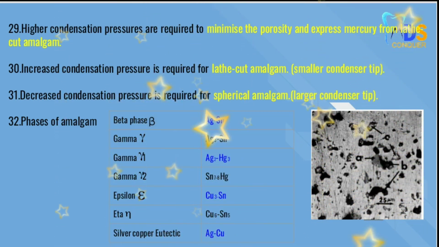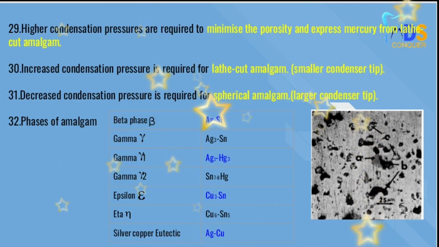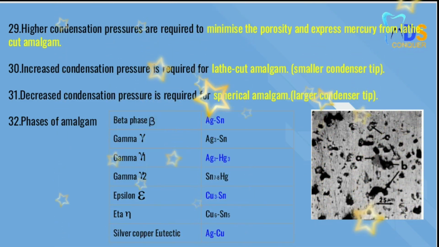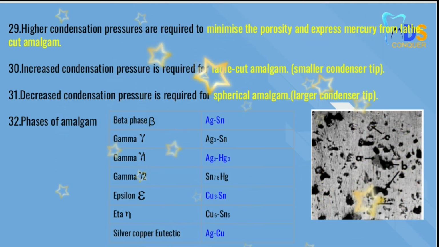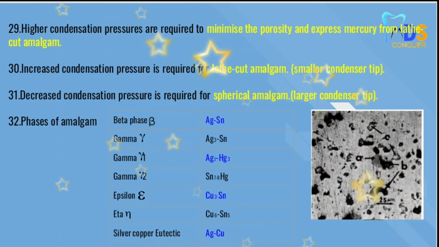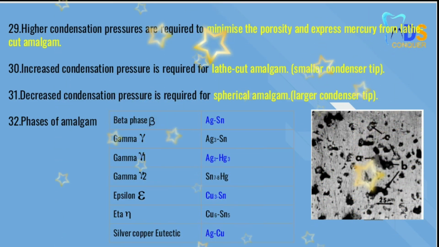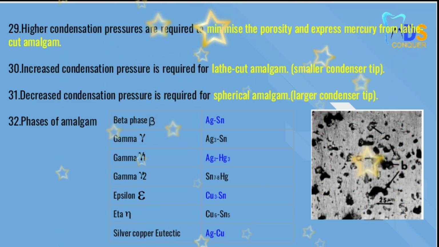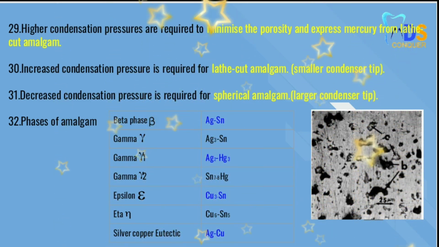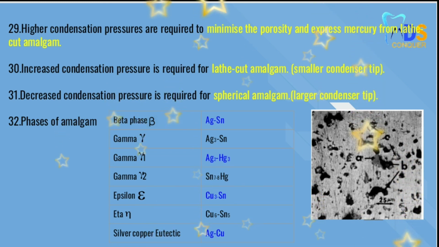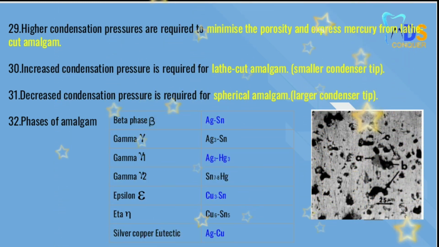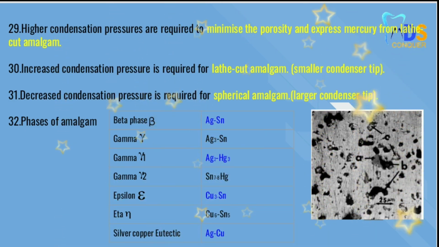Point number 32, phases of amalgam are beta phase, Ag-Sn, gamma phase, Ag3Sn, gamma 1 phase, Ag2Hg3, gamma 2 phase, Sn7-8Hg, epsilon phase, Cu3Sn, eta phase, Cu6Sn5, silver copper eutectic phase, Ag-Cu.